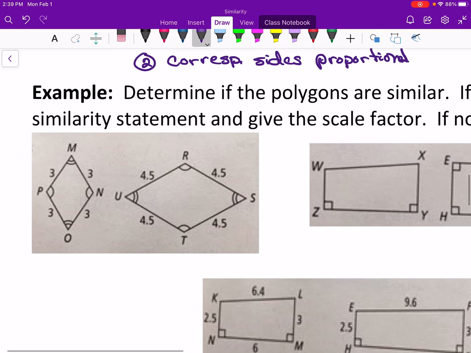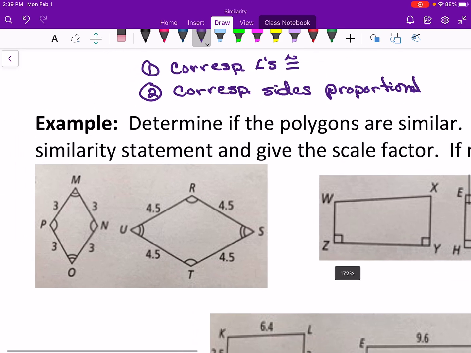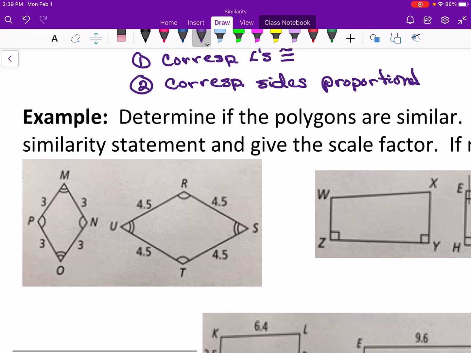All right, let's start with the first one. It says determine if they're similar. So first I'm going to check out the angles. This one goes 1 arc, 2 arcs, 1 arc, 2 arcs as we go around the figure. The other figure, 1 arc, 2 arcs, 1 arc, 2 arcs. So it's telling us that the single arcs are the same measure, the double arcs are the same measure, they're in the same pattern. So it looks like it passes that first test.